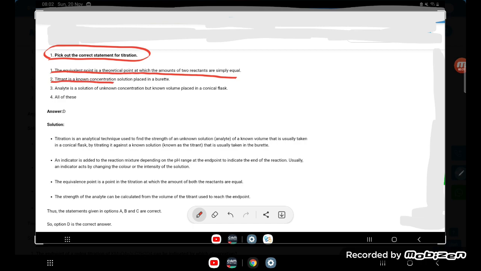Titrant is a known concentration solution placed in a burette. That is called titrant. So the known solution is in the burette, students. Analyte is the solution of unknown concentration but known volume placed in a conical flask. So the known volume is placed in a conical flask. Okay. So the correct option is going to be all of these.